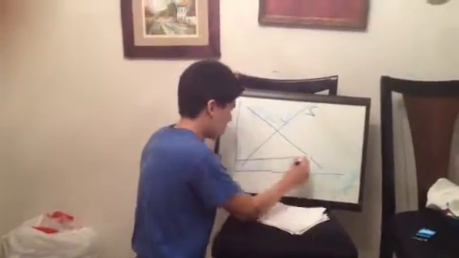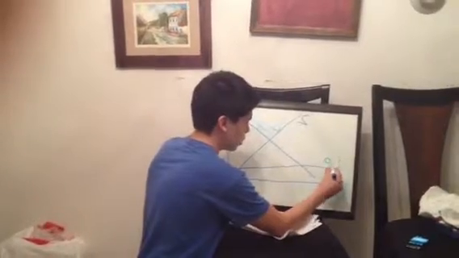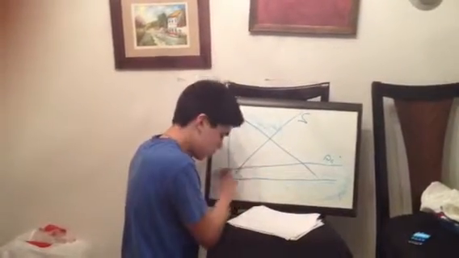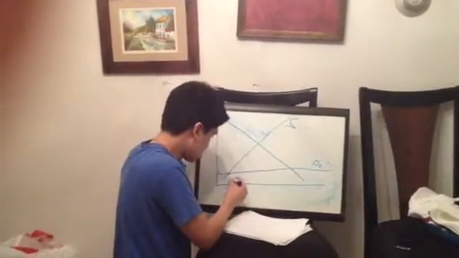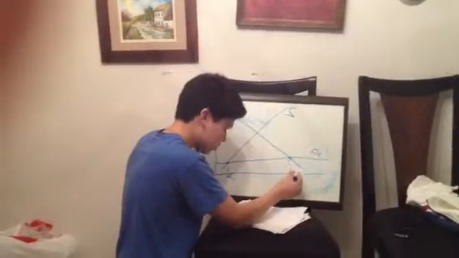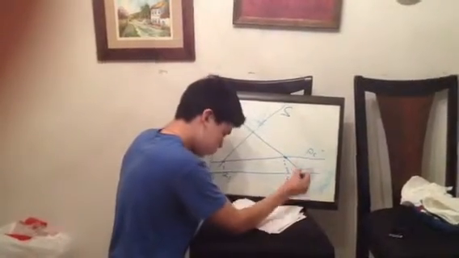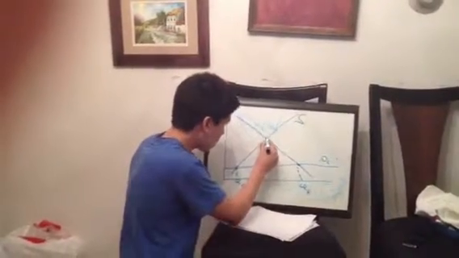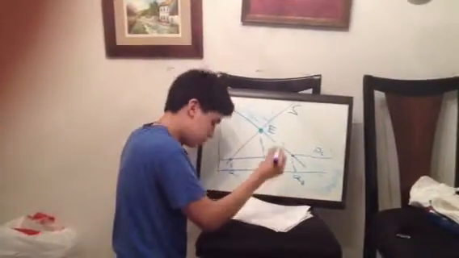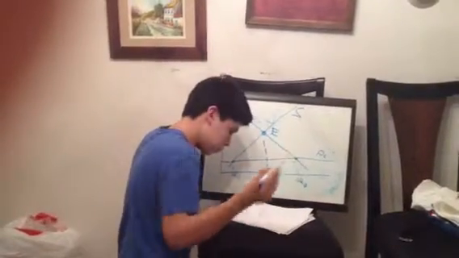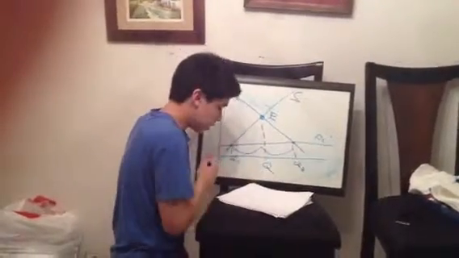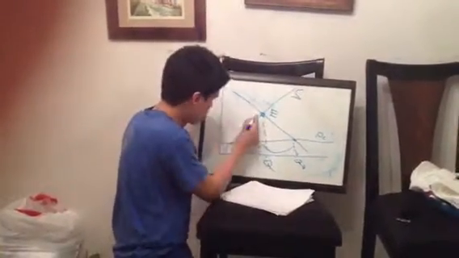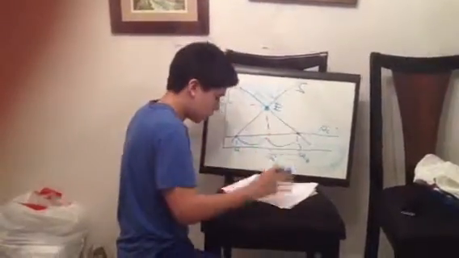So this will be the price ceiling, and this is Q1. This is Q2. This is equilibrium. And this is Q. Now this whole thing right here will be the shortage. And if this is the price ceiling, then this is equilibrium. Right. So this is the price ceiling graph.